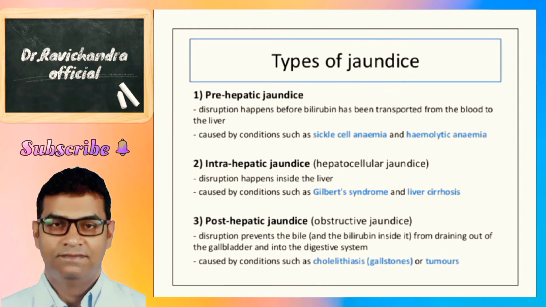Intrahepatic or hepatocellular jaundice is when disruption happens within the liver, and it is caused by conditions such as Gilbert syndrome and liver cirrhosis. Posthepatic or obstructive jaundice: the disruption prevents the bile and the bilirubin inside it from draining out of the gallbladder and into the gastrointestinal tract. It is caused by gallstones or tumors in the gallbladder.